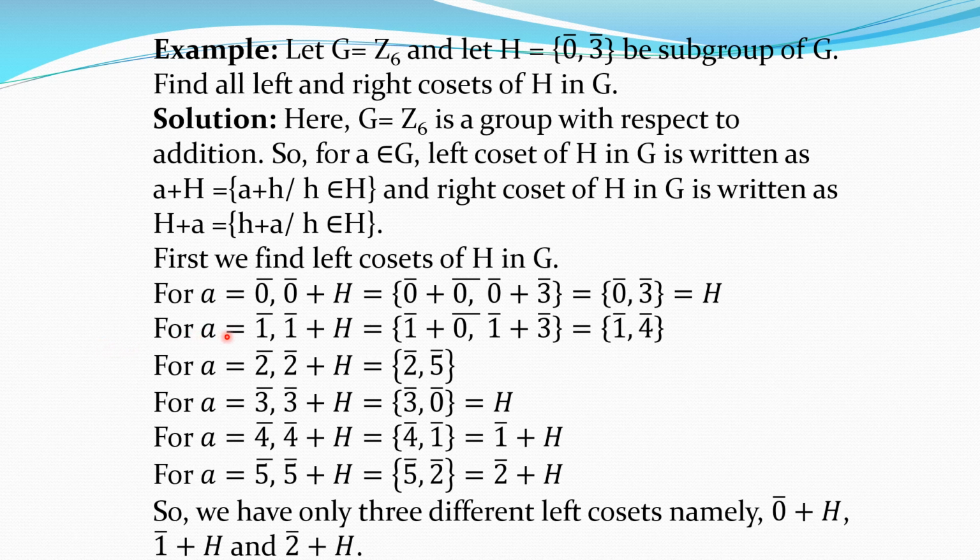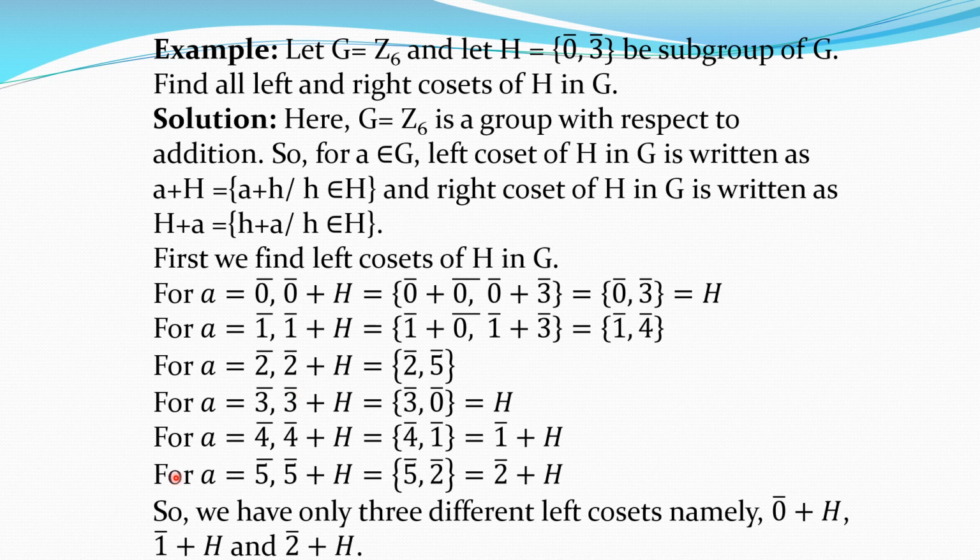Left coset 1 bar plus H. It is 1 bar plus 0 bar, 1 bar plus 3 bar. So we are adding 1 bar to each element from the left side. So it is 1 bar, 4 bar. Now for a equal to 2 bar, in a similar way it is 2 bar, 5 bar. Similarly for 3 bar, 4 bar, 5 bar. For 3 bar we are getting the same set H. For 4 bar we are getting 1 bar plus H. And for 5 bar we are getting 2 bar, 5 bar, which is the same as 2 bar plus H. So these are the left cosets of H in G.